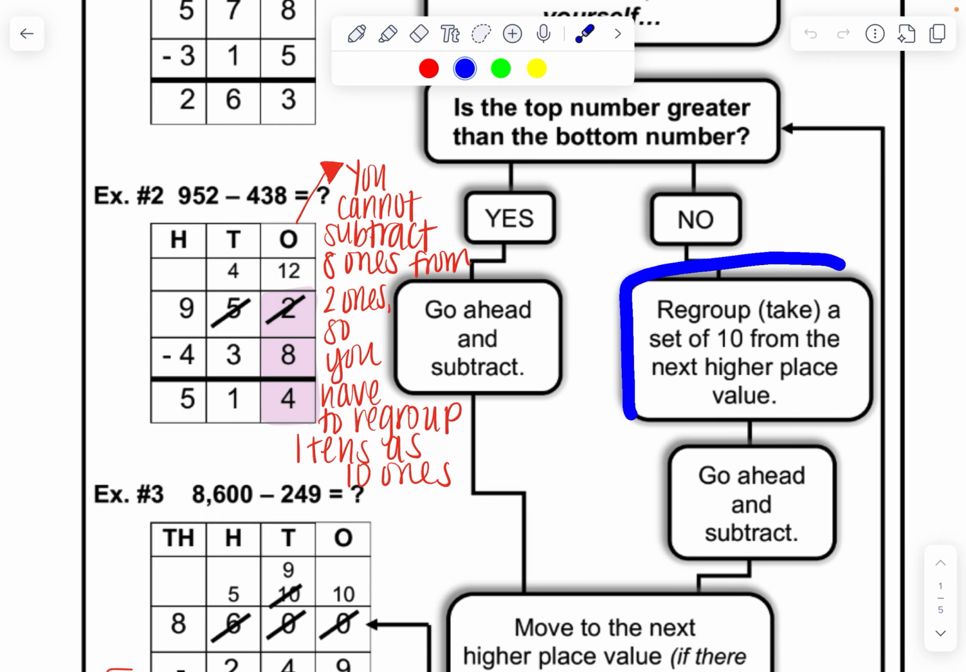That is called regrouping. So because now the top number, which is 12, is greater than the bottom number, which is 8, we can go ahead and subtract. So 12 minus 8 gives me 4.